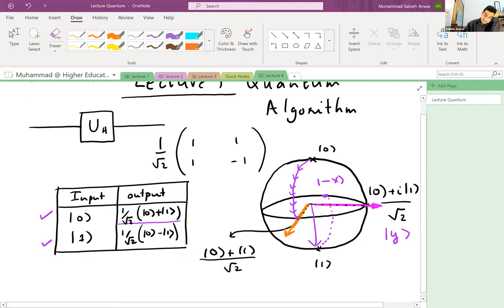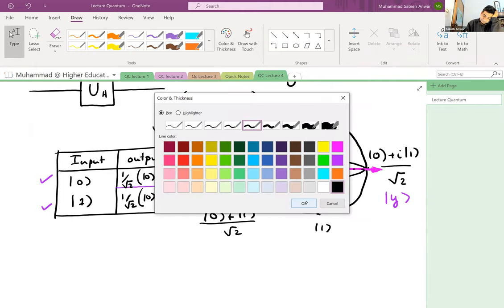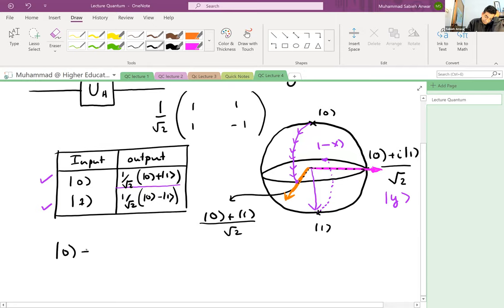Now let's look at another input state. If I were to input ket 0 plus ket 1 over root 2 into the Hadamard gate, what should my output be? My output should be ket 0. Okay.